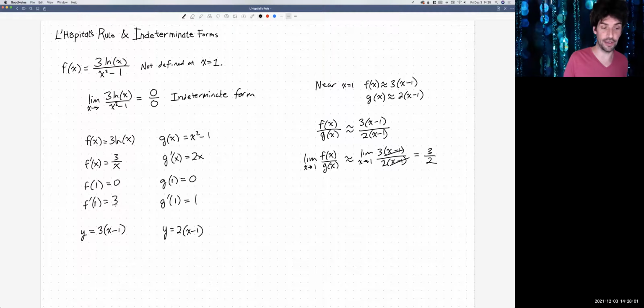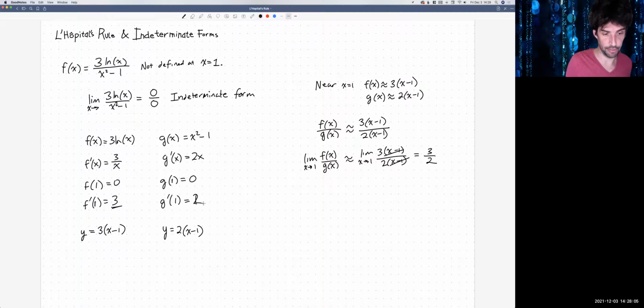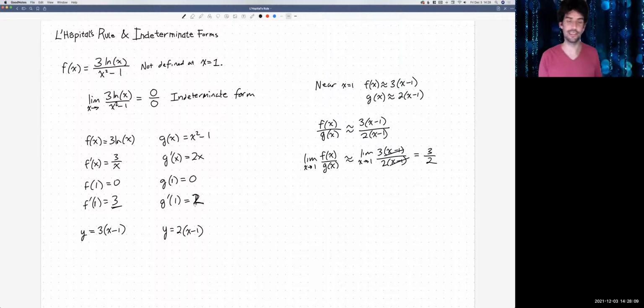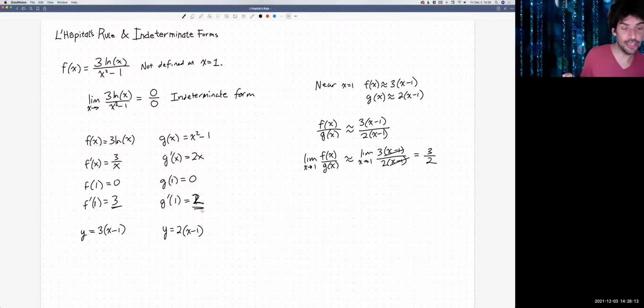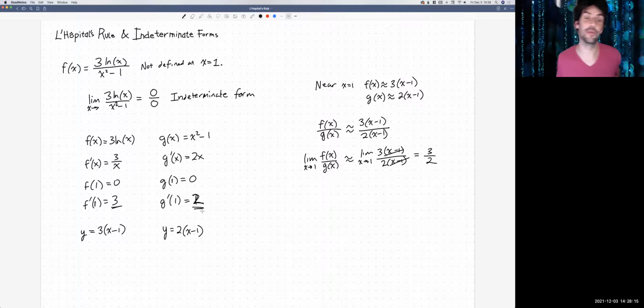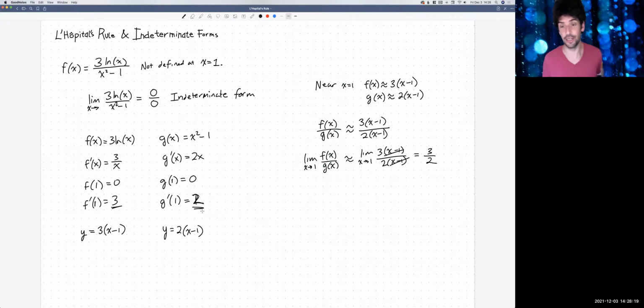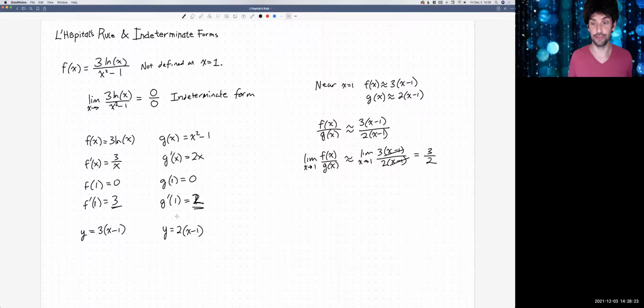3 and 2, these are exactly, oh, I wrote this wrong again. Boy, I'm full of errors today. g prime of 1 was 2. I wrote it correctly here. That ratio is the ratio of these derivatives evaluated at that point, which is just the limit of these derivatives evaluated at that point. And this is what L'Hopital's rule tells us.